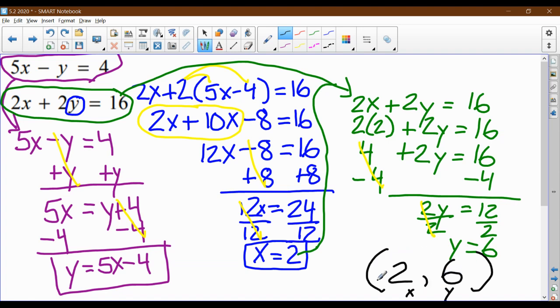So is the answer 2, 6, where these two equations cross? Well, it sure looks like it. One thing that would be a great idea is to take this ordered pair and put it into the other equation. We used the second equation to finish the problem up, so let's put this ordered pair into the first equation and see if it works. So 2, 6. 5 times 2 is 10, minus y, and y is 6. 10 minus 6, yep, that's 4. Looks like we've got it. That is the right answer, 2, 6.